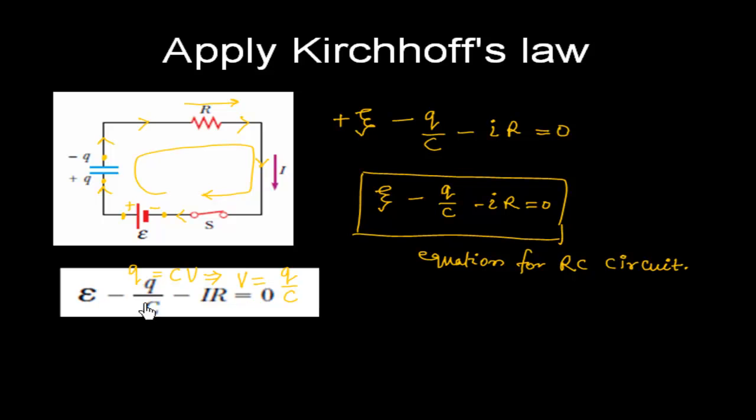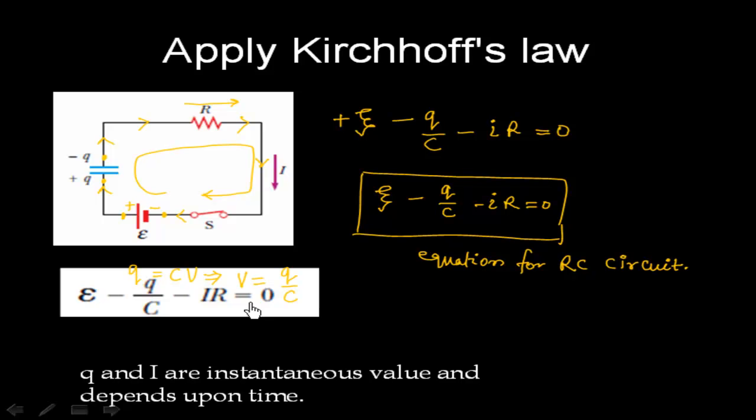The same thing we have written: xi minus Q by C minus IR equals 0. Another important point we have is that Q and I in this case are instantaneous, because Q is changing. Initially there will be no charge on this plate, so Q is developing. So Q is changing and I is also changing, so we can say Q and I are basically a function of time.